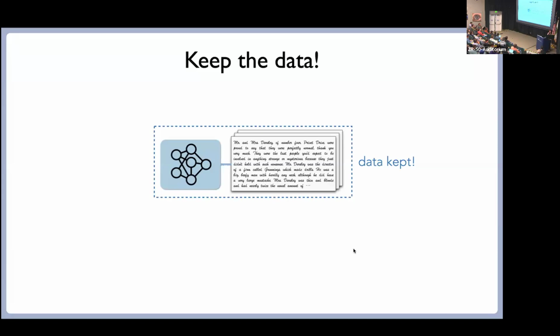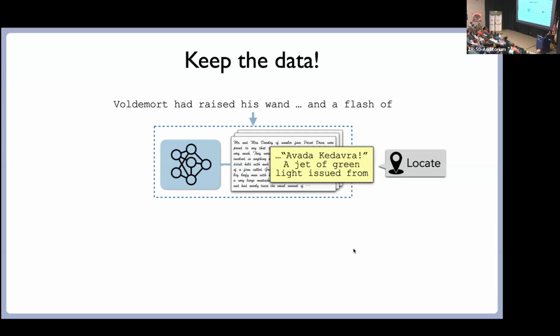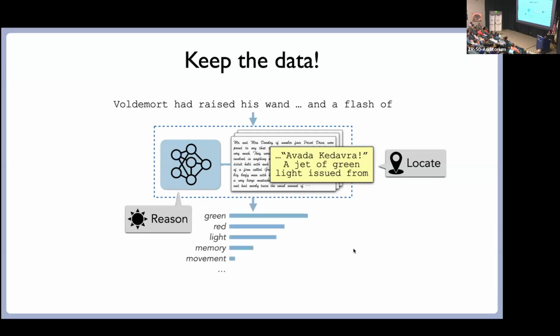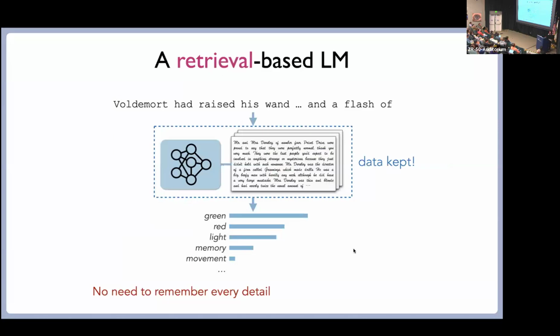So the idea of retrieval-based large language models is that instead of discarding the data after training, you keep the data and use it at test time. For instance, given a test input like this, it's able to locate a relevant piece of information from the data and reason over it to make a prediction like this. And with this location function, it doesn't need to remember everything in the training data because now it can look it up. This location function is called retrieval. You can think of it as information retrieval, like Google search does.